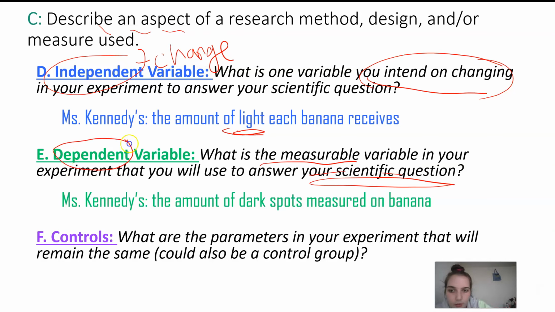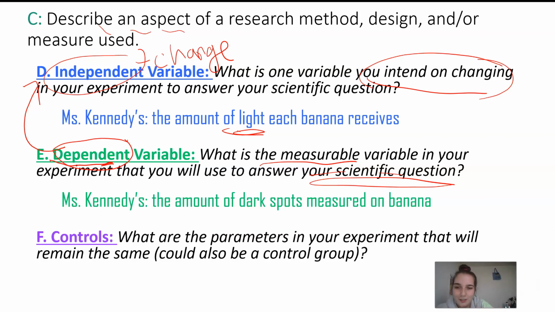The dependent variable depends on the independent variable. So it depends on the results of the independent variable. So my dependent variable is amount of dark spots. The only way I'm going to get dark spots is if I expose them to light on the bananas. So dependent variable depends on the independent variable. Independent variable depends on nobody. It can change whenever it wants, and it's something that's changing in your experiment. Maybe that helps you, maybe not.